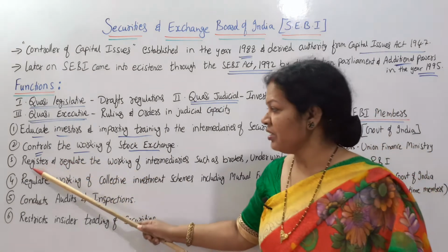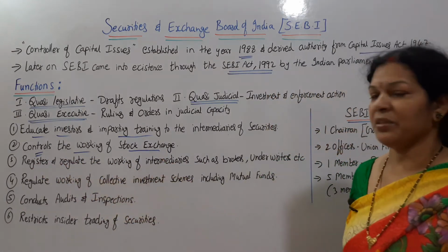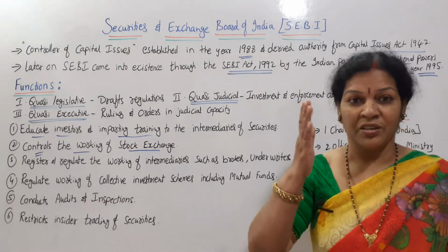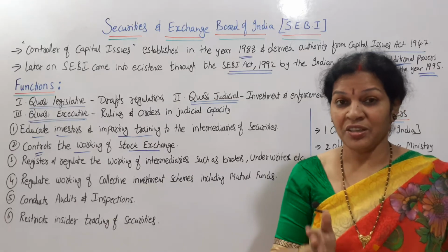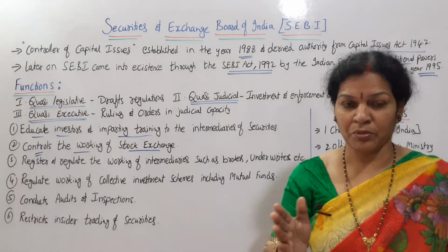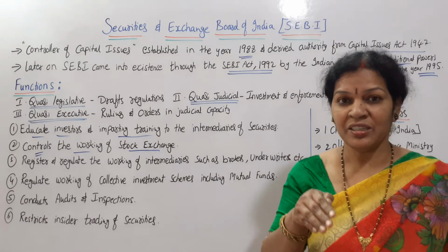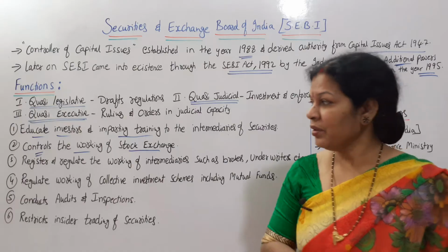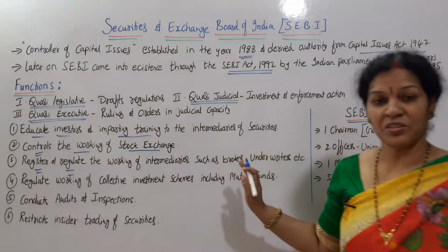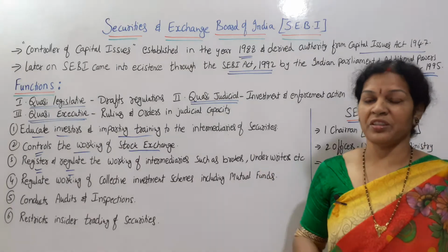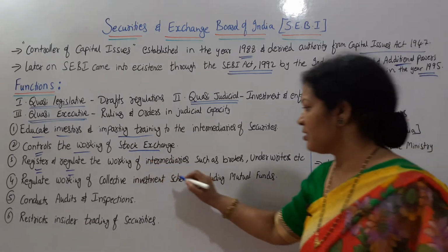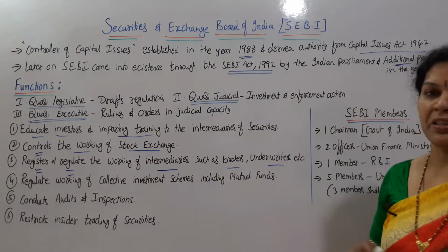SEBI registers and regulates the working of intermediaries. Intermediaries means whoever wants to enter the stock exchange has to register themselves. Intermediaries means mediators; whoever wants to work in the stock exchange has to register and be regulated under the working of SEBI. SEBI is controlling these people. That is why we say it registers and regulates the working of intermediaries such as brokers, underwriters, etc.